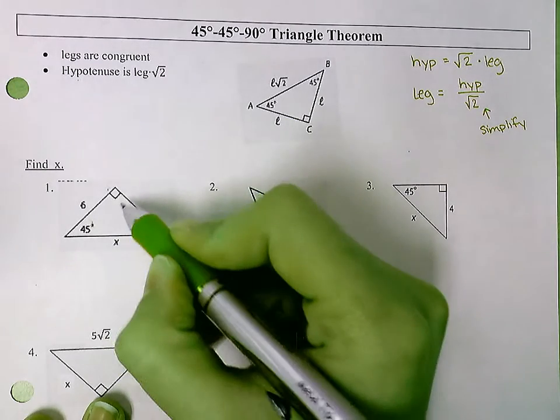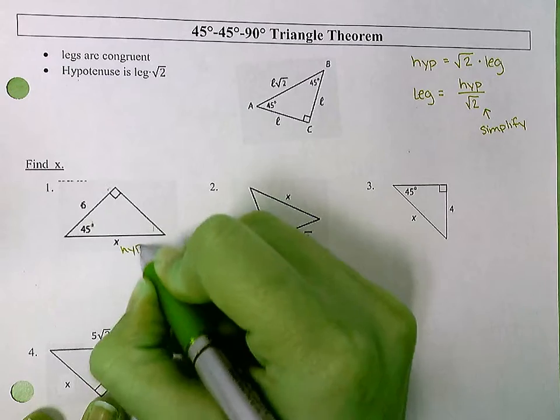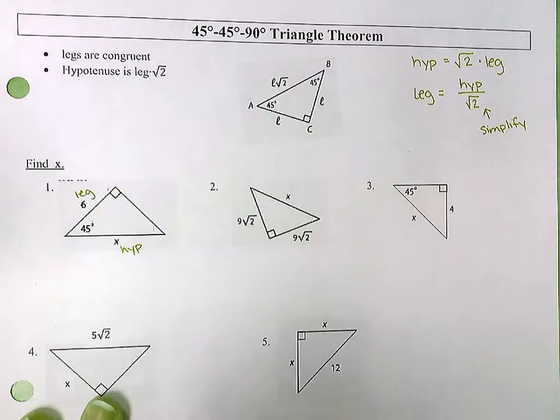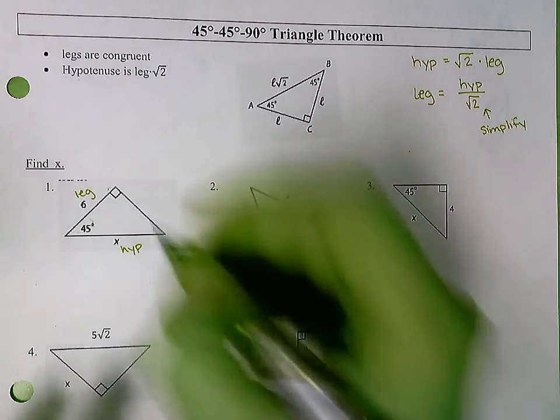Next, I want to label my sides. Opposite that 90-degree angle is your hypotenuse. That means the other two sides are your legs.